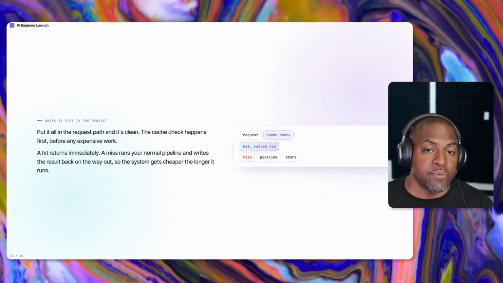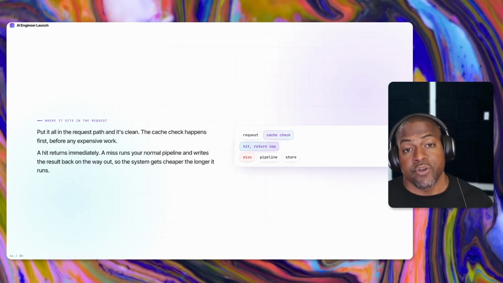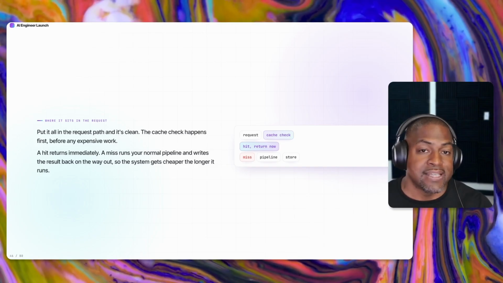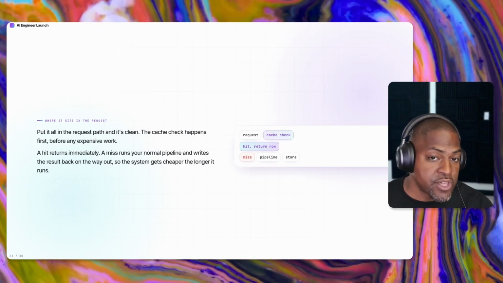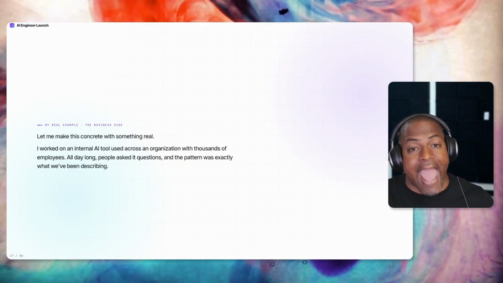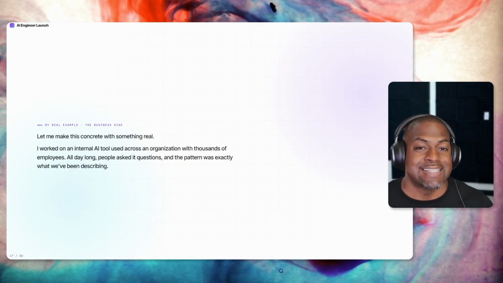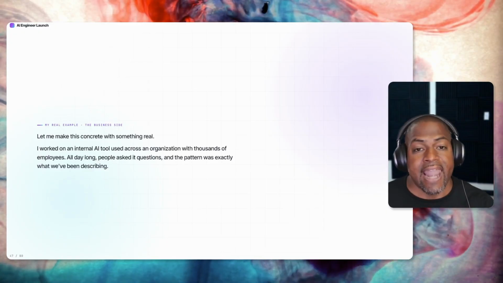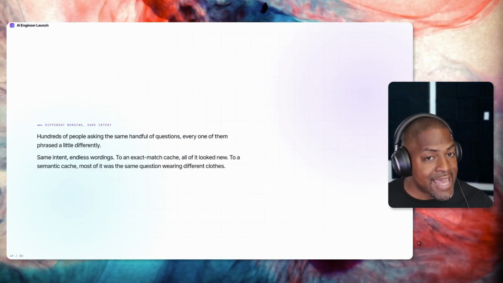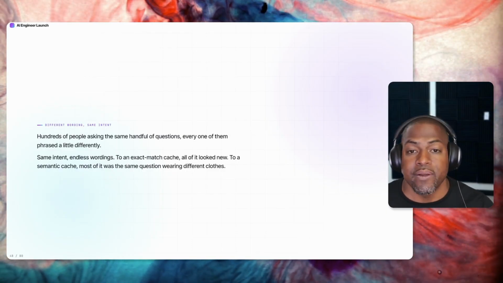Let me make this concrete with something real. I worked on an internal AI tool used across an organization with thousands of employees. All day long, people asked questions, and the pattern was exactly what I've been describing. Hundreds of people asking the same handful of questions, every one of them phrased a little differently. Same intent, endless wording. To an exact match cache, all of it looked new. To a semantic cache, most of it was the same question wearing different clothes.